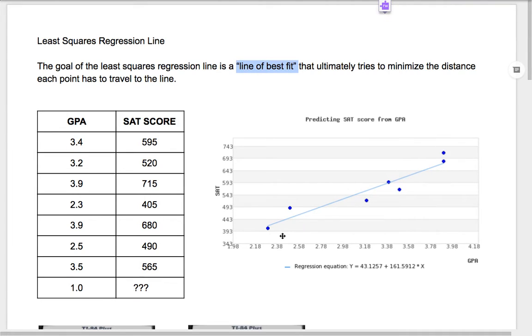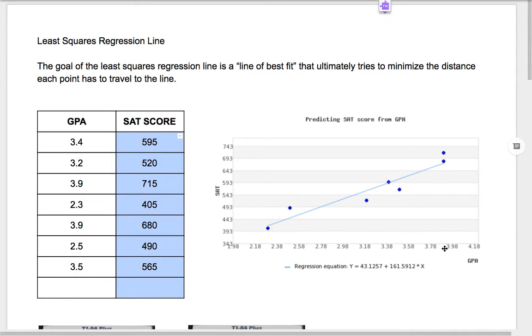Now, it can't please everybody, right? It's far from this point and maybe a little farther from that point. But ultimately what it tries to do is just fit all the points and get as close to them as possible. So in this example, I have GPA on the left, and SAT score on the right. So I'm wondering if we can use GPA to predict a student's SAT score.